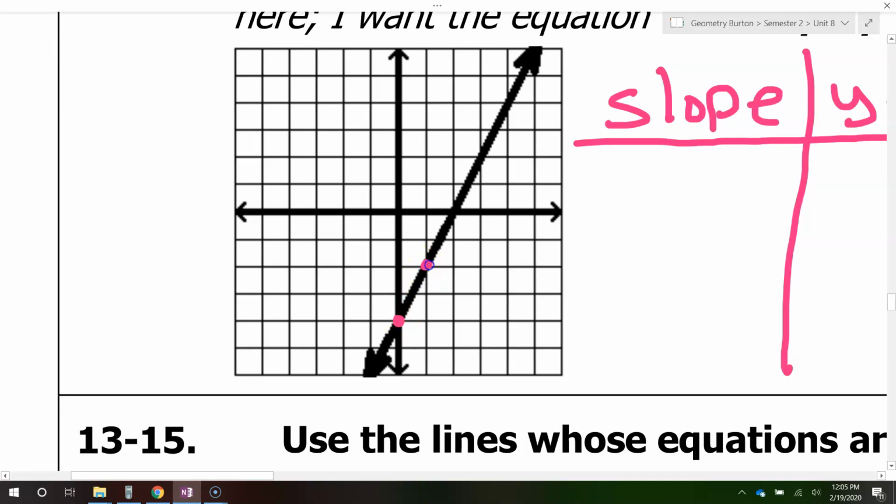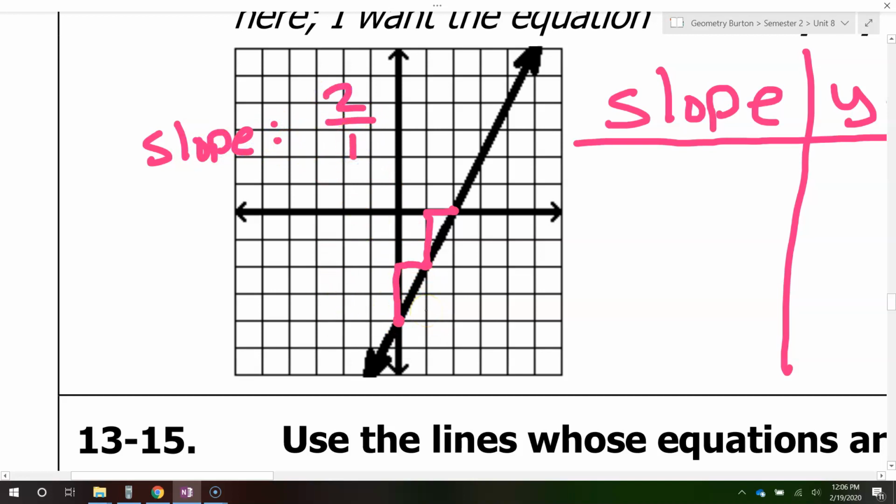I don't know. So here's another point. So as I travel from point to point, I am going up 2, right 1. So that tells me that the slope, maybe I'm not going to put m yet, I'll just say that the slope is rise over run. That's 2 over 1.